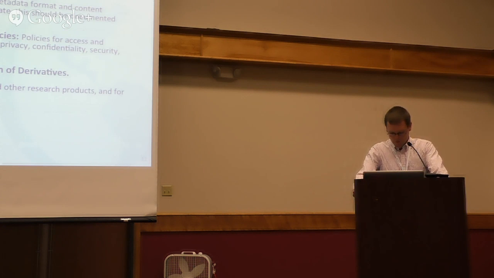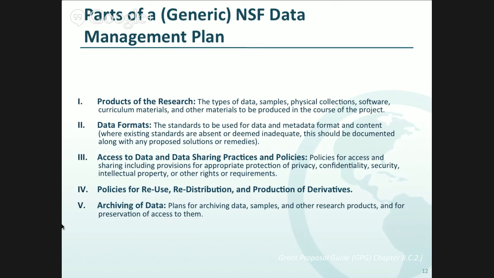So the specific parts that go into one of these NSF plans, and in this particular case, I'm talking about it as a generic NSF plan, which is top-level requirements, not specialized for division or directorate. It's these 5 areas: products of research, data formats, access to data and data sharing practices and policies, policies for reuse, redistribution, and derivatives, and the archiving of data.